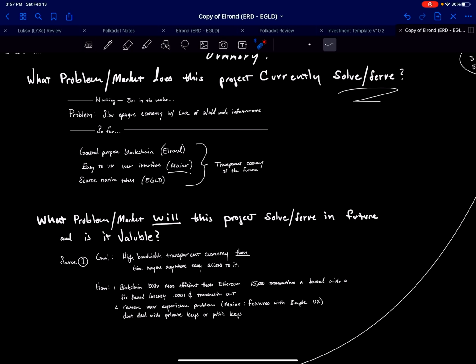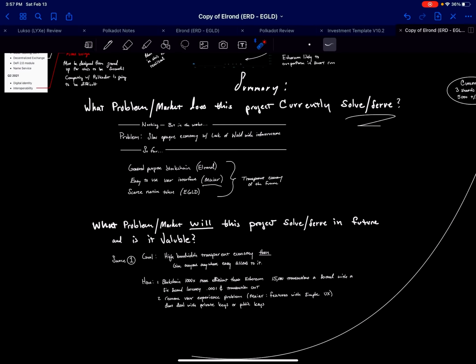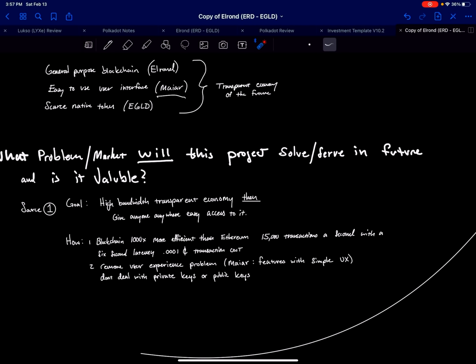Okay. So, what problem will this project solve in the future? Like I said, their goal is for a high bandwidth, transparent economy, and then give everyone anywhere easy access to it. So how are they going to do that? The Elrond blockchain is 1,000 times more efficient than Ethereum. They're doing 15,000 transactions a second with a 6-second latency and about a thousandth of a second transaction cost. Wow, that would be nice, right?